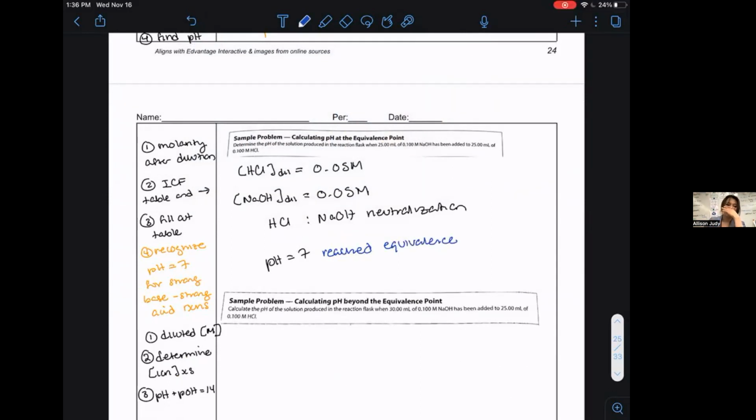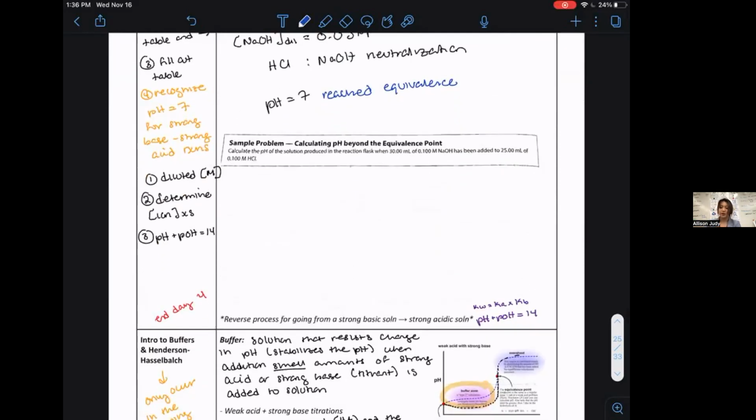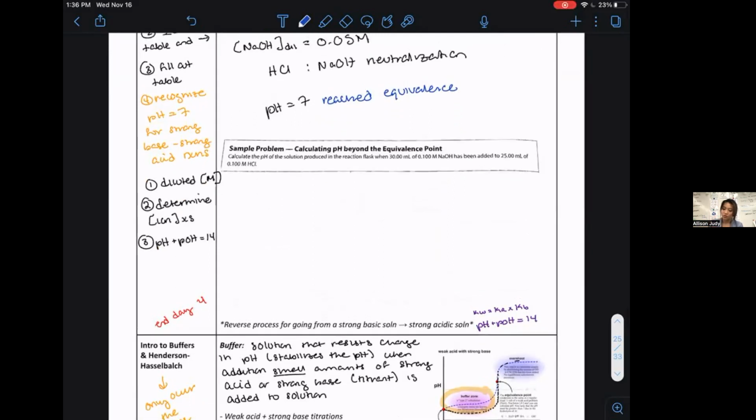That was it. So for the next problem, now you're calculating pH beyond equivalence. I want you to do this because you can do it on your own. It's just the opposite of what we did in the beginning before equivalence. So go ahead and try this one on your own. I offered a different version where you don't use the ICF table. You could just use the other version that we know. I'm showing you both ways that you could do it. So go ahead and do this one on your own.